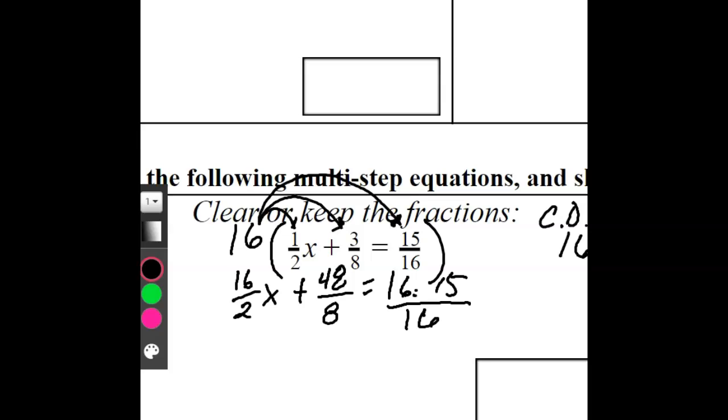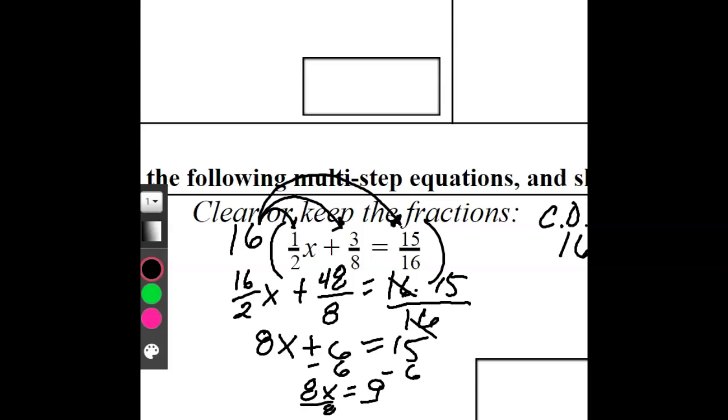So my 16s here cancel. Right? Over here I can simplify. So I'm left with 8x plus 6 equals 15. And then I can subtract 6. Okay. And then we get 8x equals 9 divided by 8. X equals, we can just leave it as a fraction, 9/8.